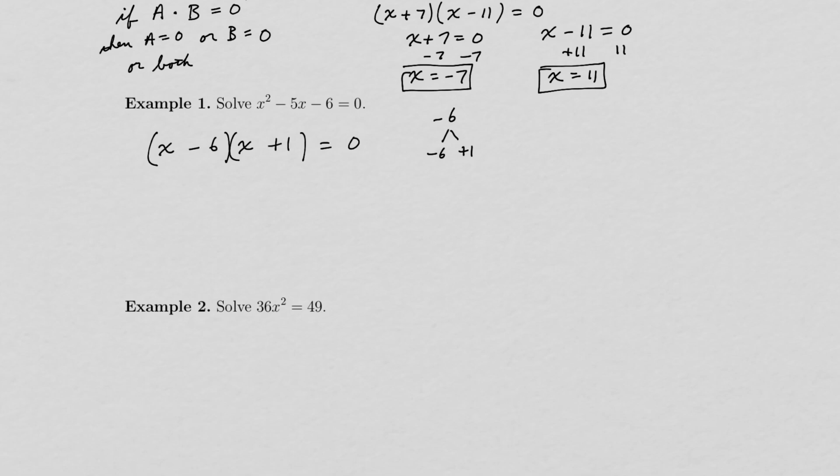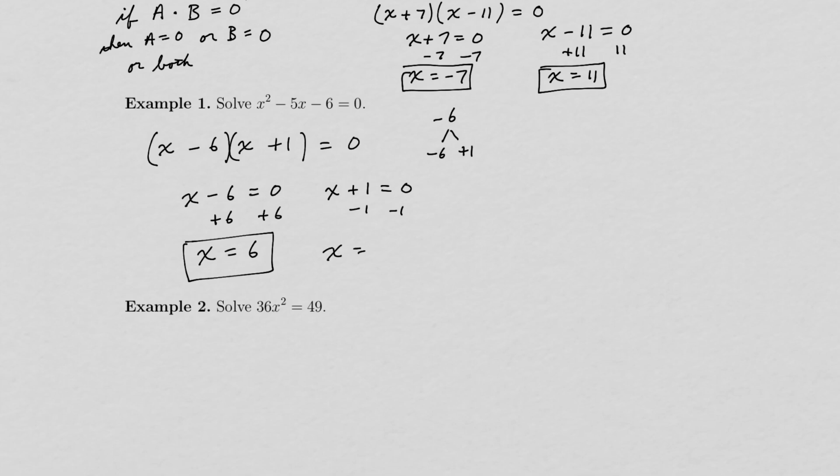Since I have some factor times another factor equals 0, I can set the first factor equal to 0 and solve it. If I add 6, this gives me x equals 6. That's one solution. And I can set the second factor equal to 0. That's another possibility, and solve it. In that case, I get x equals negative 1. And you could always check this. Here, I'll do a check over here.